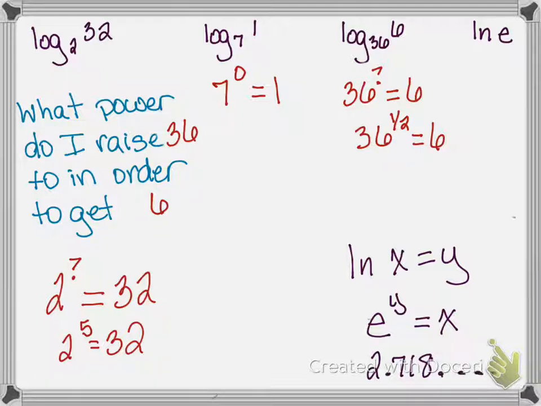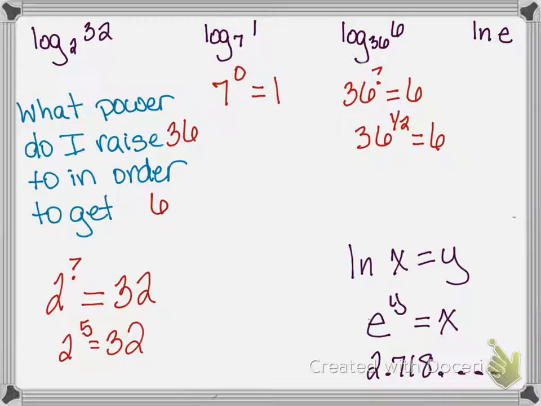Now, e has a value of 2.718, but it goes on forever. It is an irrational number just like pi. So 2.718, and then it goes on forever. You're going to want to use the e on your calculator.